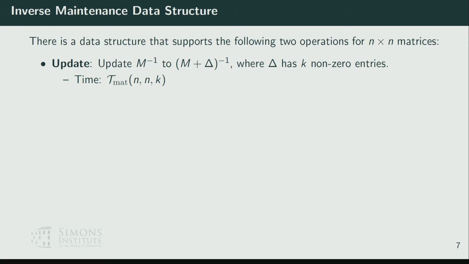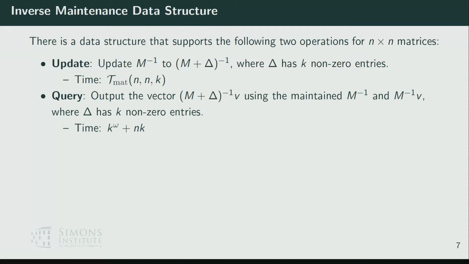Sometimes I will change it to nkn, but it's the same number. And the second operation is a query operation where we don't actually perform the update, but instead we will have some small update on the fly, and then we just want to compute the matrix inverse times the vector. And I claim that this is cheaper than the update operation. It only takes k omega plus nk time.